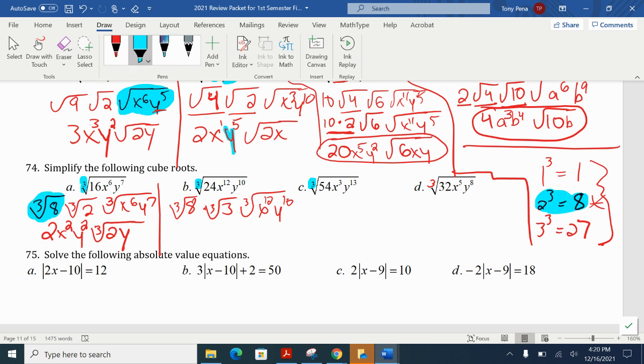Just like before when I said this cube root of 8 is a 2, same thing should happen here. So this cube root of 8, asking us what we cubed to get an 8, that's 2. But then the cube root of 3, that guy needs to stay underneath the radical.